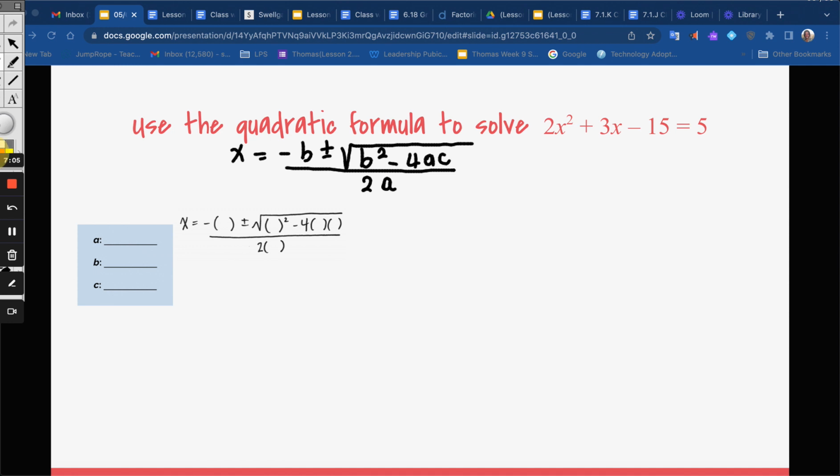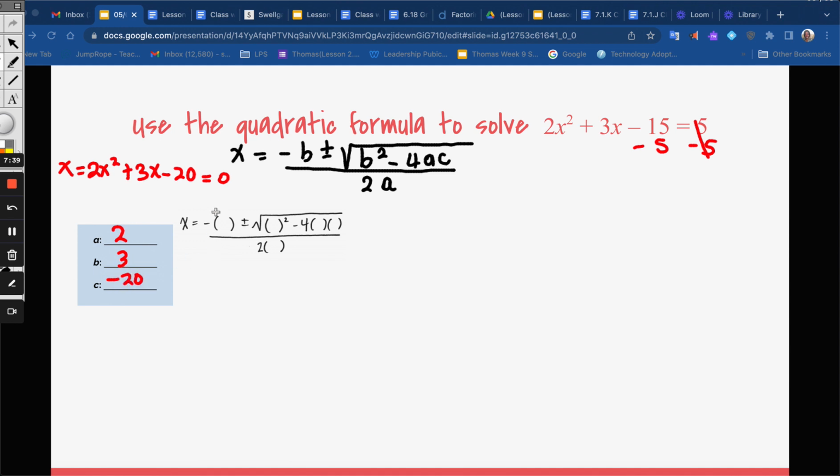Then we want to start out by making sure that one side of our equation is equal to 0. Right now it's not equal to 0, it's equal to 5, so we're going to subtract 5 from both sides. So the resulting equation is 2x squared plus 3x minus 20 is equal to 0. When we do that, the next thing we want to do is identify a, b, and c in the equation. So a is 2, b is 3, and c is negative 20.